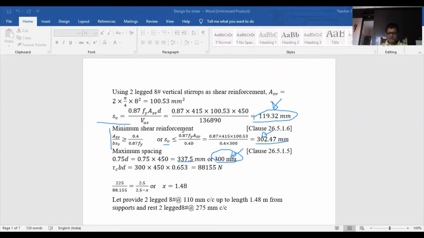Now the minimum shear reinforcement spacing is coming more than this value, and this design shear spacing is coming less than this minimum and maximum value. So you have to take less than 190. So you can go 110, 100 like that. Now what does it mean? That means in this problem you have to find out the region where you have to provide the minimum spacing.